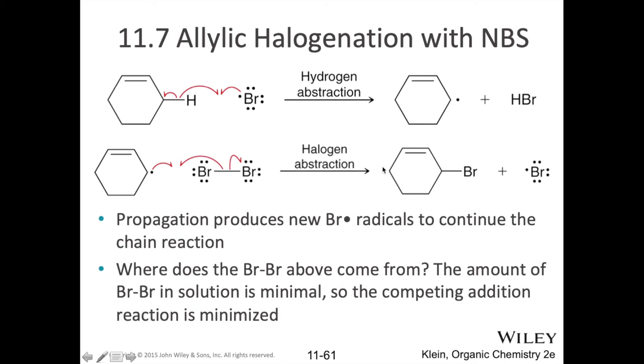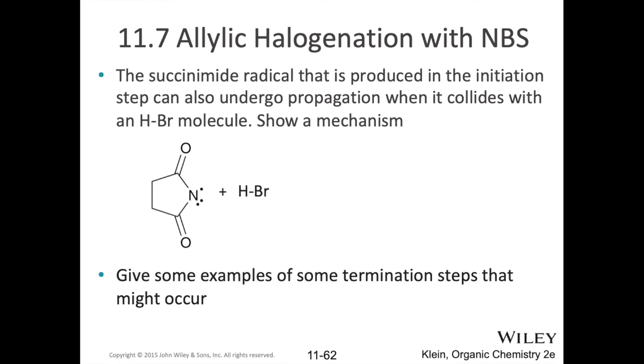So again, you want to minimize that addition reaction. That's why we used NBS in the first place. So you probably don't want to use a lot of bromine. So generally, typically, you keep the concentration of bromine relatively low here. So the succinimide radical that we saw earlier can also undergo the propagation step if it collides with HBr. So you might want to watch out for that. But again, assuming you have relatively small amounts of that, hopefully this should be minimal.